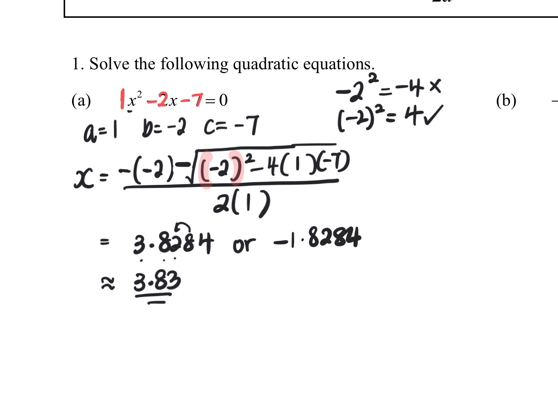So in this case, I got my answer, negative 1.8284. Right? Then I round it off to 3 significant figures, negative 1.83. So now I get my two answers. So I should write this back in my working, plus or minus. Okay, the next portion I will not be explaining this part. I'll be just doing out the answer so you can move a little bit faster.